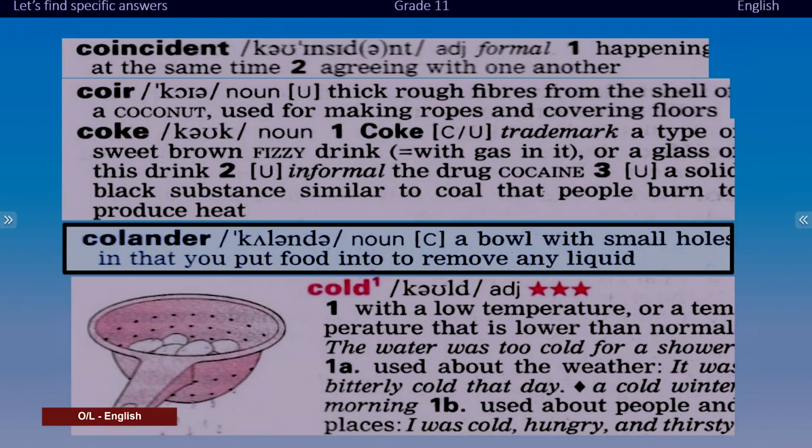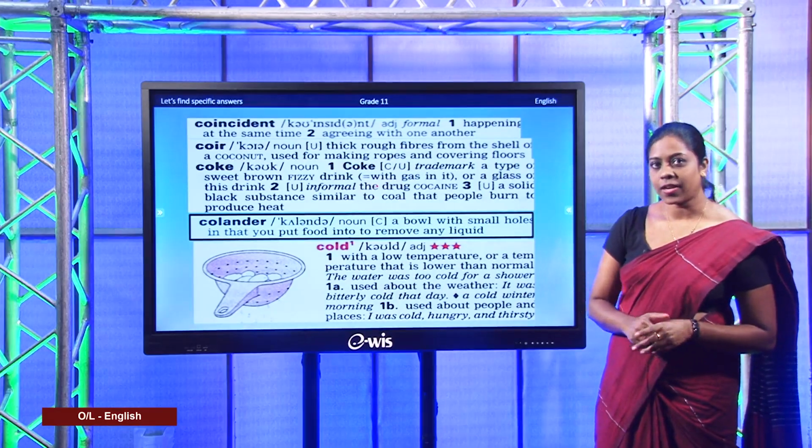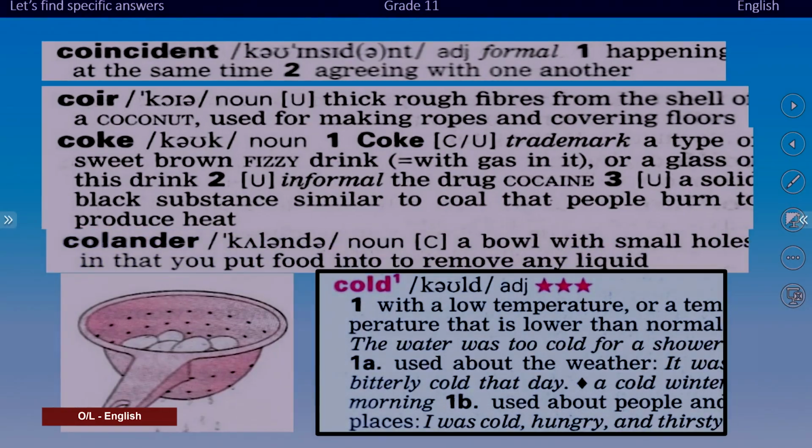And the last one, a weather condition. Surely you can clearly see the last word over here. Let me highlight it for you, it is cold, the weather condition. When it is gloomy, when it is snowy, you feel cold. So it is the weather condition which is cold, and the meaning says with a low temperature or a temperature that is lower than normal.